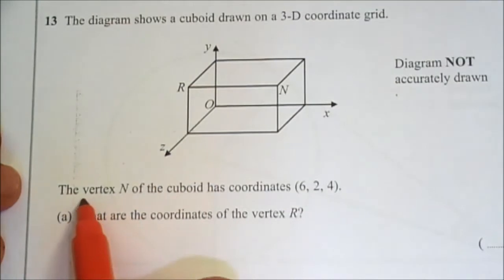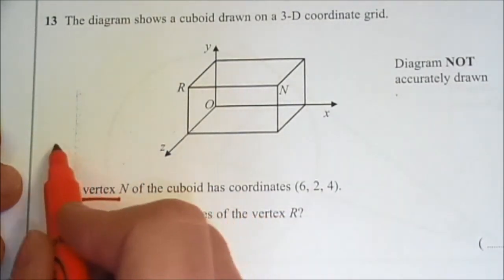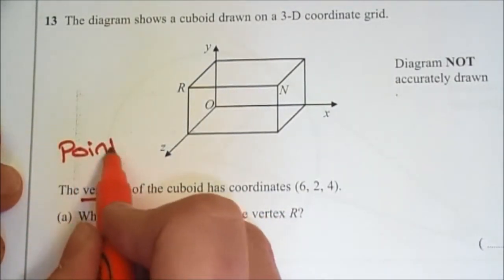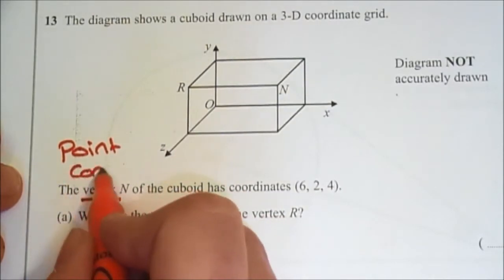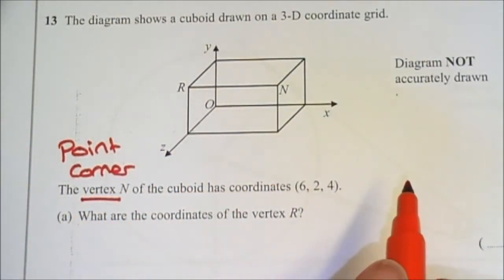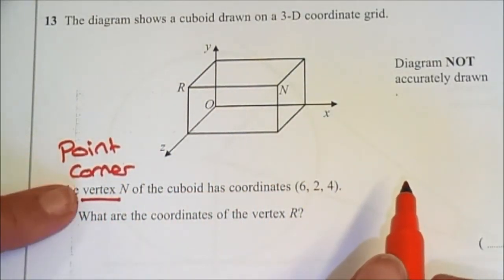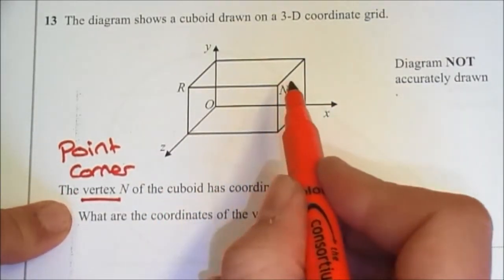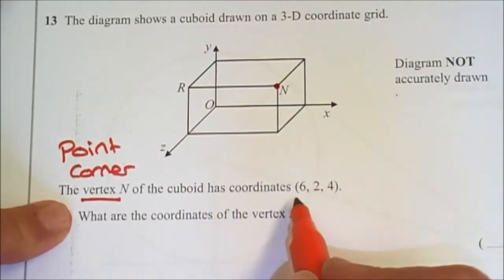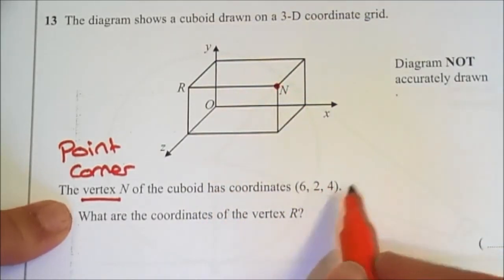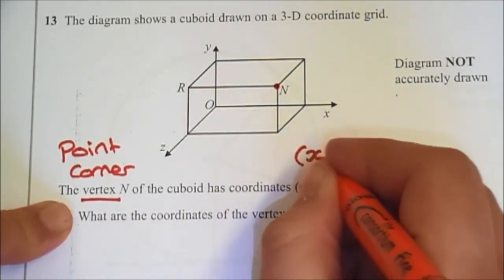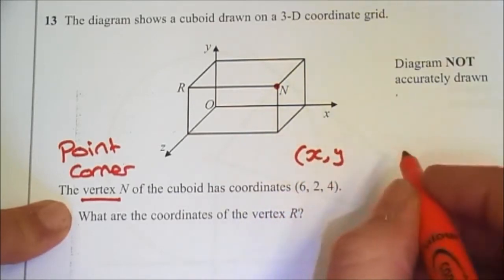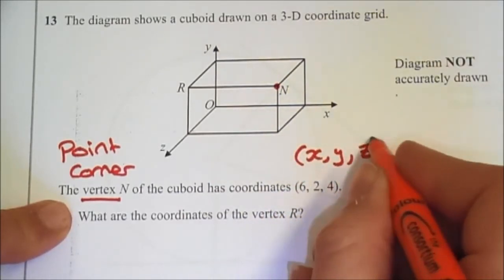So the vertex, quite an important word, a vertex is a point or a corner. And if you see vertices, that means there's more than one. So the vertex N of the cuboid has the coordinates, so that's this point here, of 6, 2 and 4. Now they're written as x and y, just like normal coordinates, and then z.